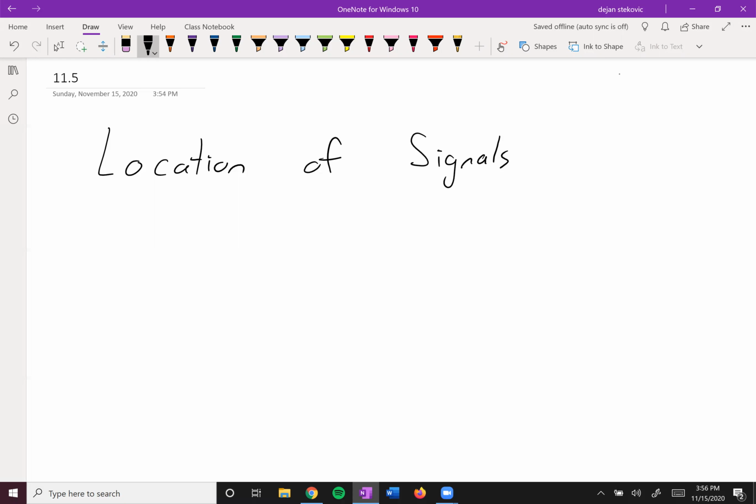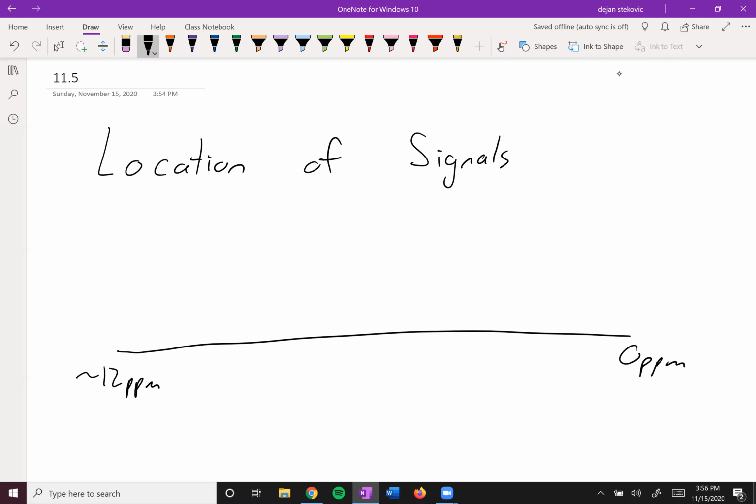Again, what we're taking a look at is the location of our peaks or our signals, or you'll even hear them called resonances. Either one works. Again, to the right is 0 parts per million. To the left is approximately 12 parts per million. You can set it up to be whatever you want, but most organic compounds are between 0 and 12. And remember, this side to the right is the shielded or the upfield portion. And then to the left is the deshielded or the downfield portion.